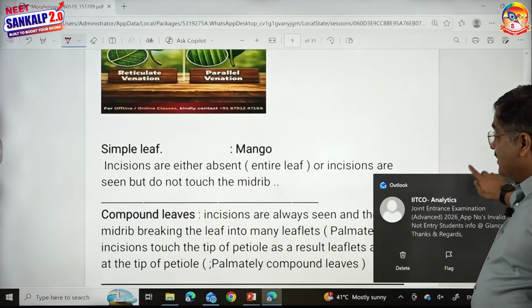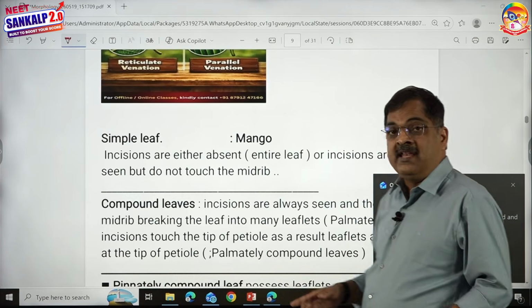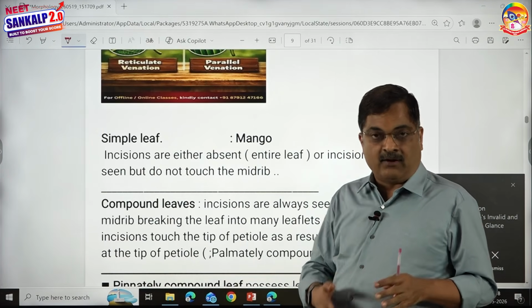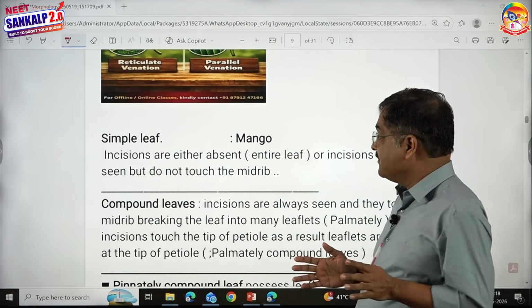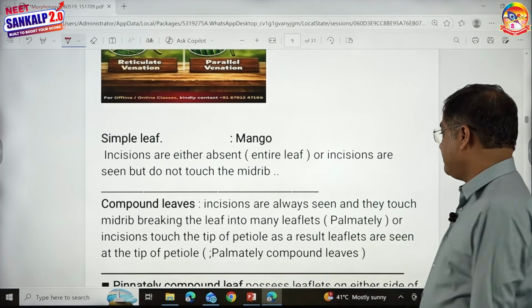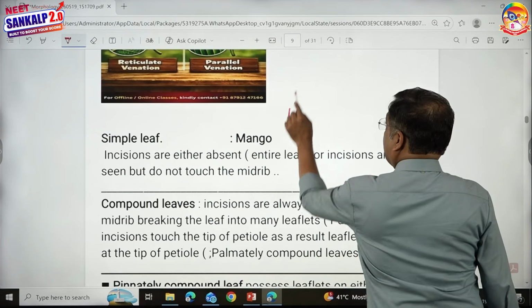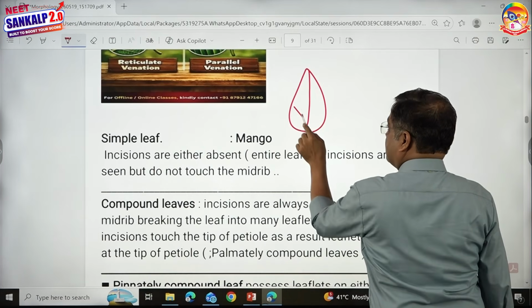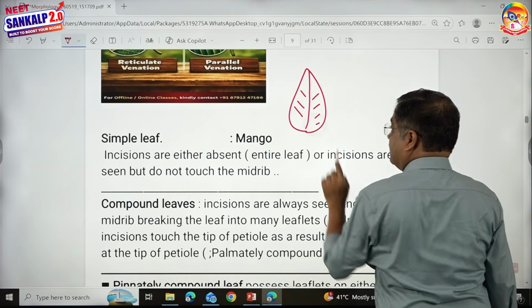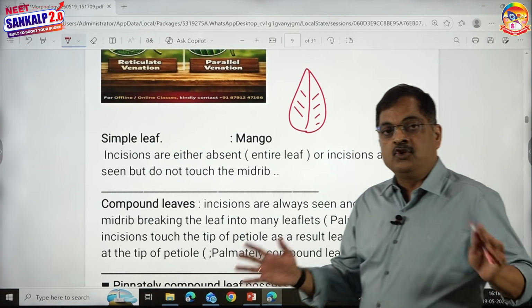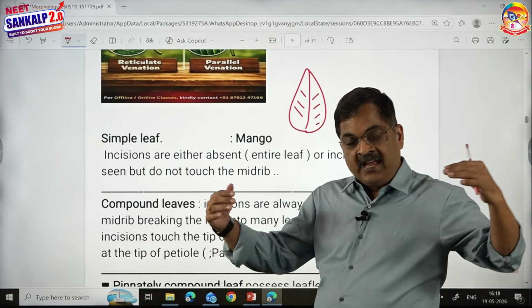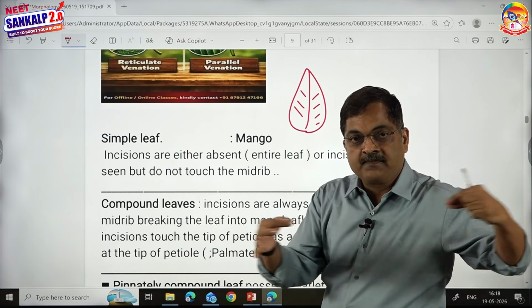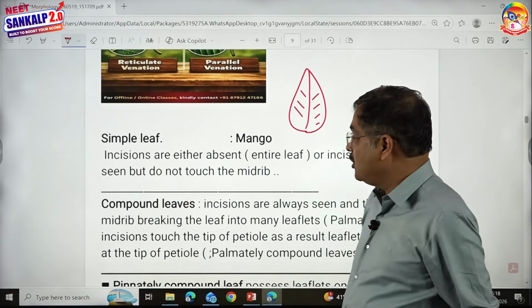Then, this is an important point. The meaning of simple leaf and compound leaf. Now, please concentrate. What is the difference between simple leaf and compound leaf? Look here. This is simple leaf, children. All right. This is the median midrib, and these are the lateral veins. Now, what did you observe? This leaf lamina is not showing any incisions. Incisions means some lobes or indentations. It is not showing any lobes.